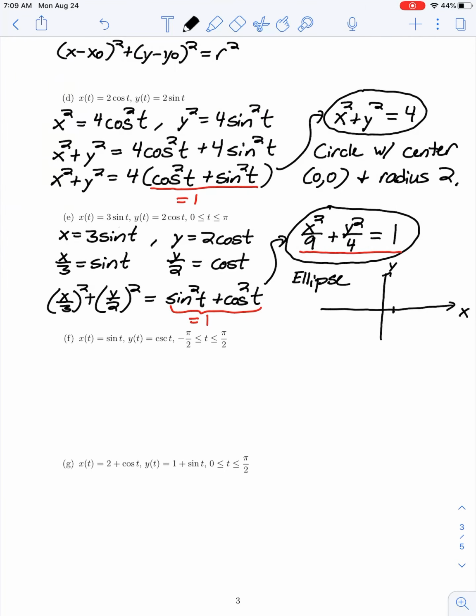So our x-intercepts are at positive and negative 3. And to find our y-intercepts, we would set x equal to 0. So in the equation of our ellipse, if x is 0, we have y squared equals 4. So y could be plus or minus 2.